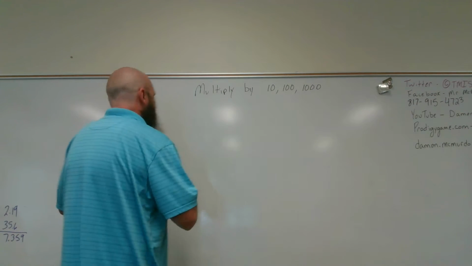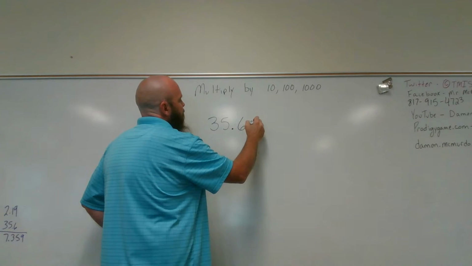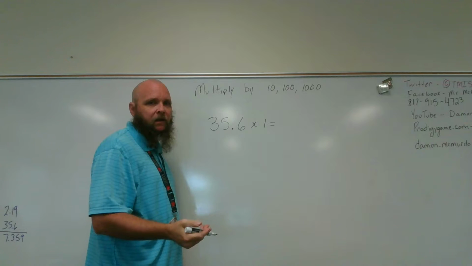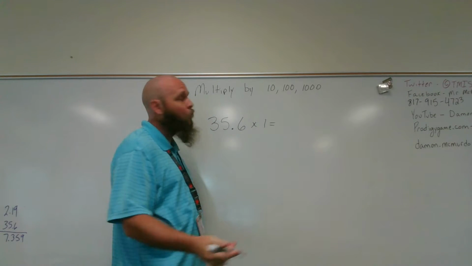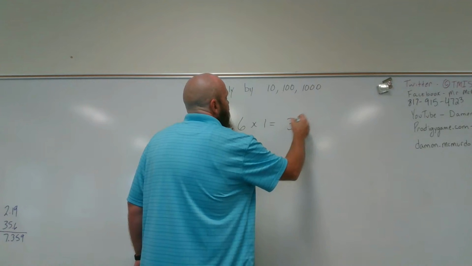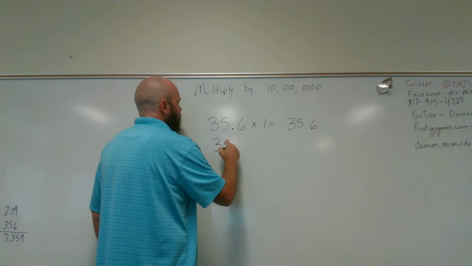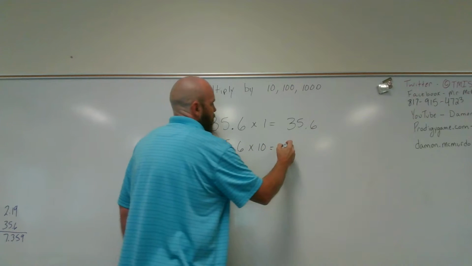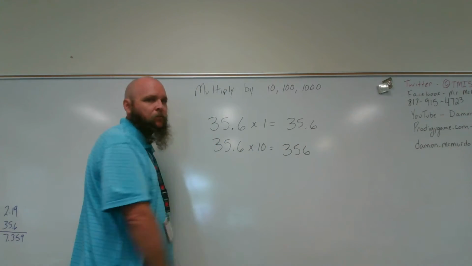Let's take 35.6 times 1, which obviously stays the same. If you multiply a number by 1, it stays the same. That's the multiplication property of 1. So that stays 35 and 6/10. 35 and 6/10 times 10 equals 356. I just moved the decimal point one place.